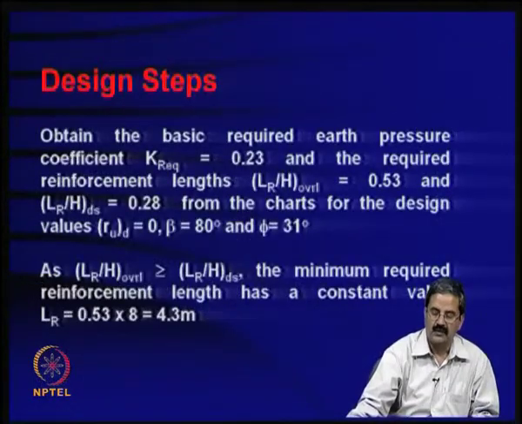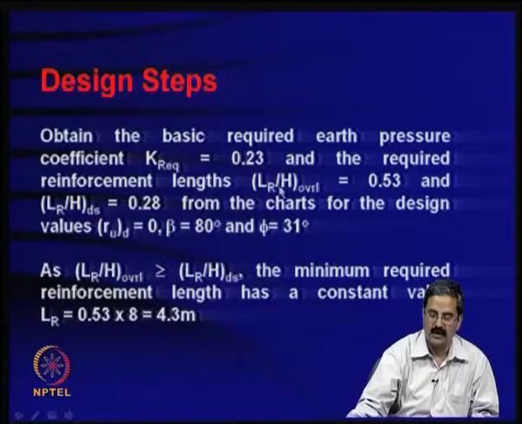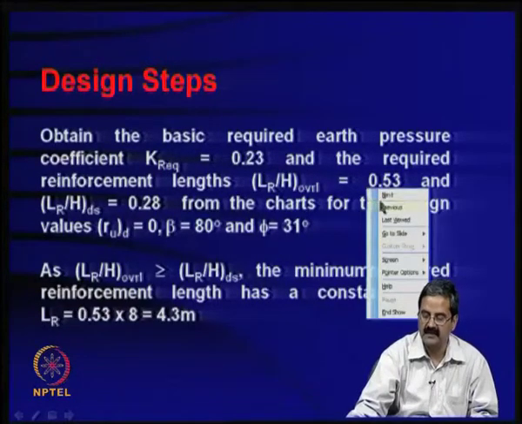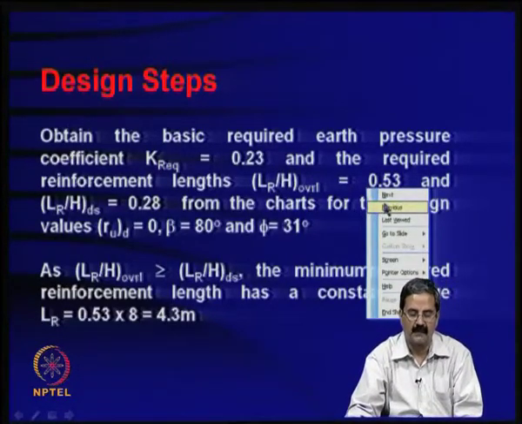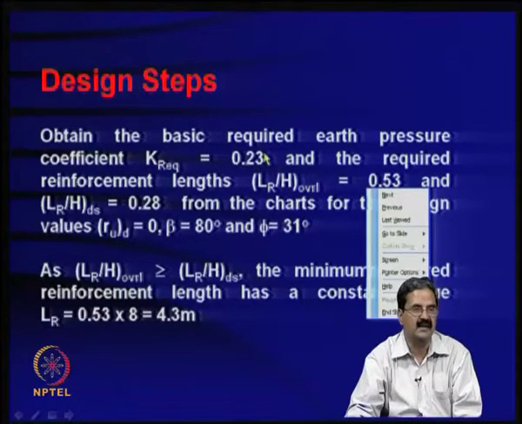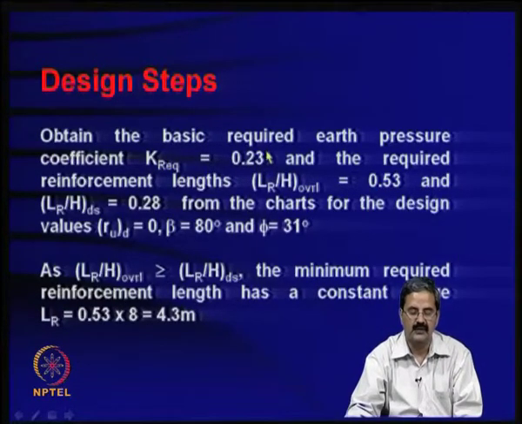So, what you are trying to do is, I will show you how you go about this design. Obtain the basic required earth pressure coefficient 0.23 and the required reinforcement length. I just showed you the previous diagram, that chart. Based on the 80 degrees inclination and the friction angle, you will get this required value.